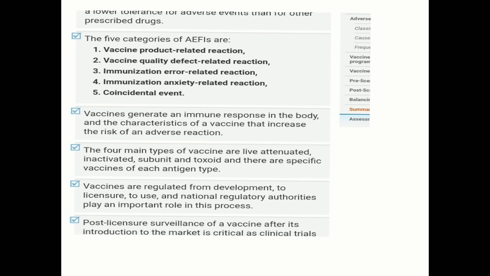So it's anxiety related, and inappropriate vaccine handling, prescription or administration can cause the immunization error related reaction. This is highly preventable. So the preventable adverse event is this inappropriate vaccine handling, prescription and administration. As I already told, an example is measles.